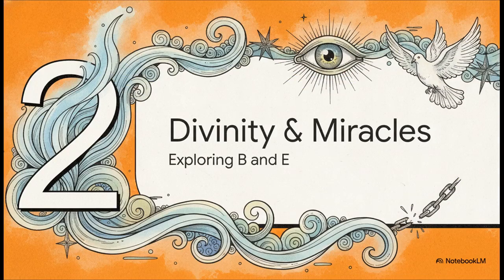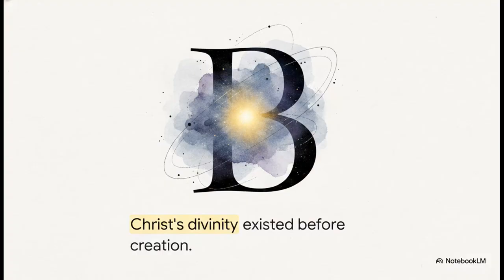Moving on to Section 2, Divinity and Miraculous Signs. Here we'll explore our first two letters, B and E. So the framework kicks off with B, which stands for before creation. And what's really fascinating here is how it establishes identity literally right out of the gate. Pastor Gurram highlights that this text doesn't start with a genealogy or a birth narrative like you might expect. Instead, it asserts this profound claim, absolute divinity existing before the world was even formed. It's like everything that follows has to be viewed through this pre-existent lens.